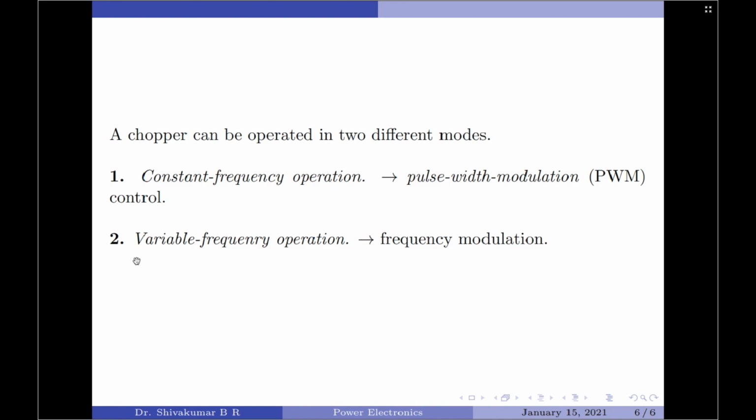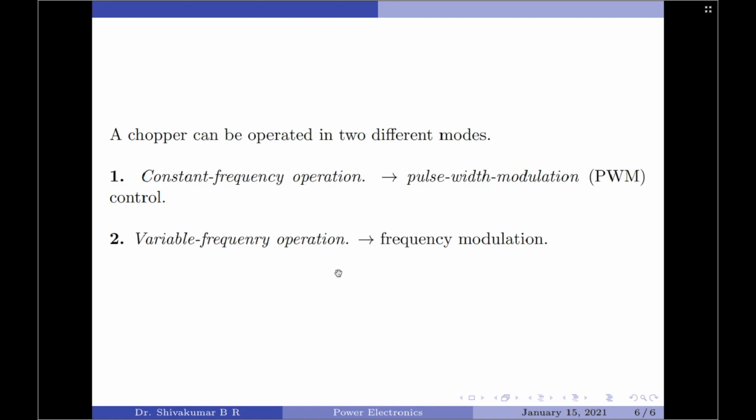The second mode is the variable frequency operation mode. Here, if the chopping frequency is varied by keeping either the on time or the off time constant, then the width of the output voltage pulse will remain constant, but its frequency will vary. This type of control is called frequency modulation. If you want to obtain the full voltage range at the output, then you need to vary the frequency over a wide range. However, this technique generates harmonics at unpredictable frequencies, making the filter design very difficult.